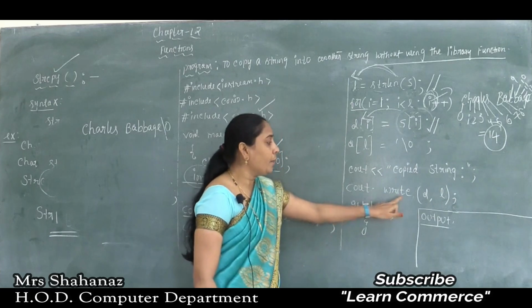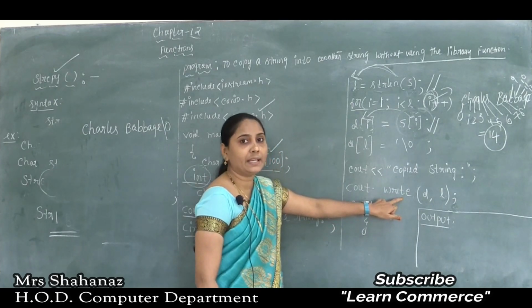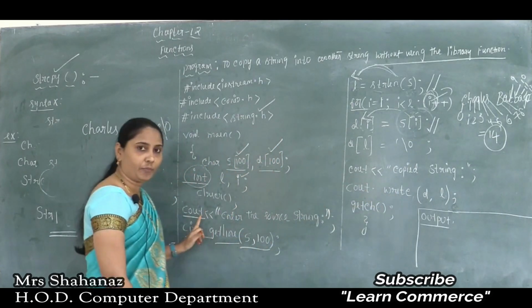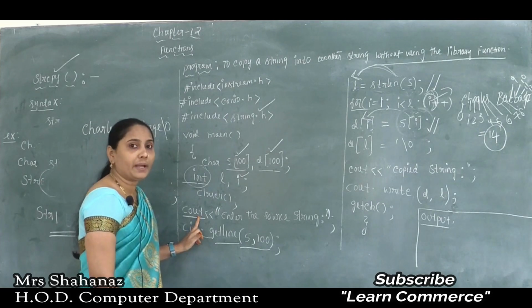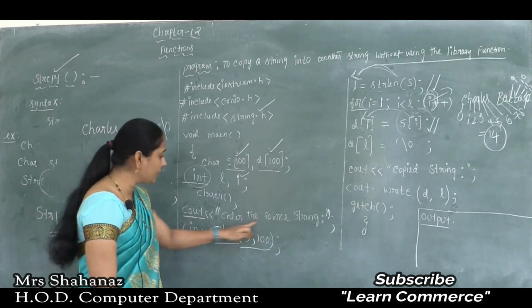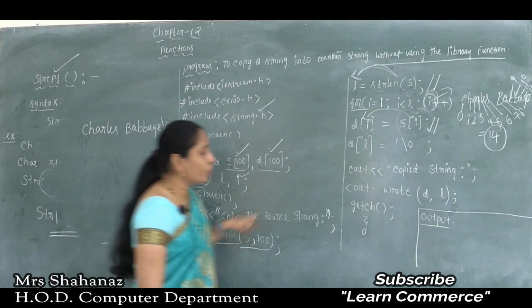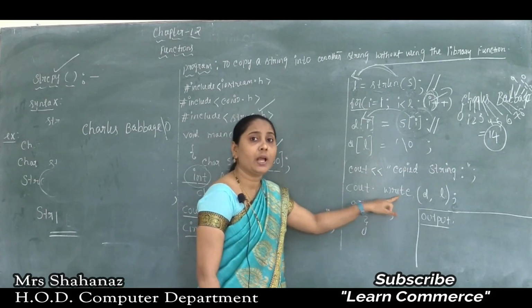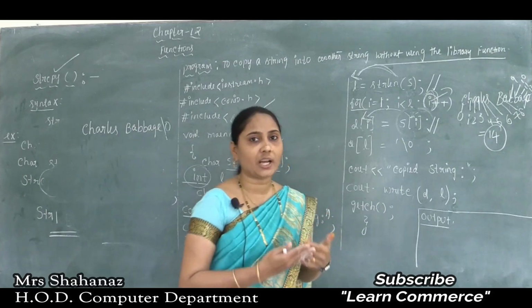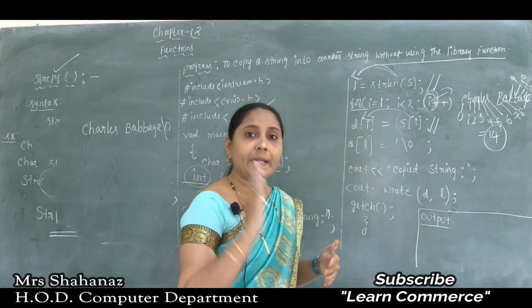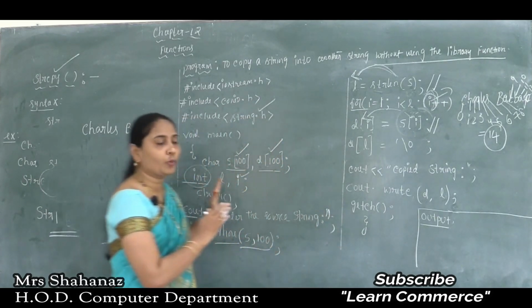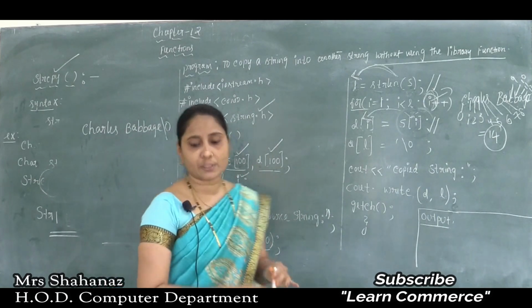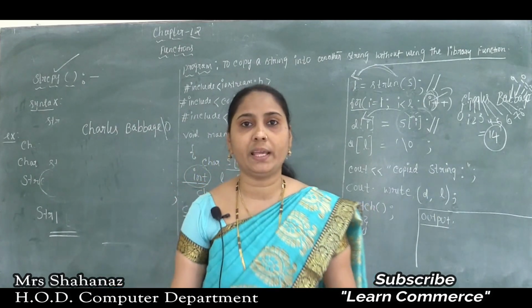And we know that by using the write function we can display the information, whatever information we entered using our getline function. So whatever we entered, that is Charles Babbage, that information will be displayed. So this is the output of the program. Clear this point now, how it displays the information.